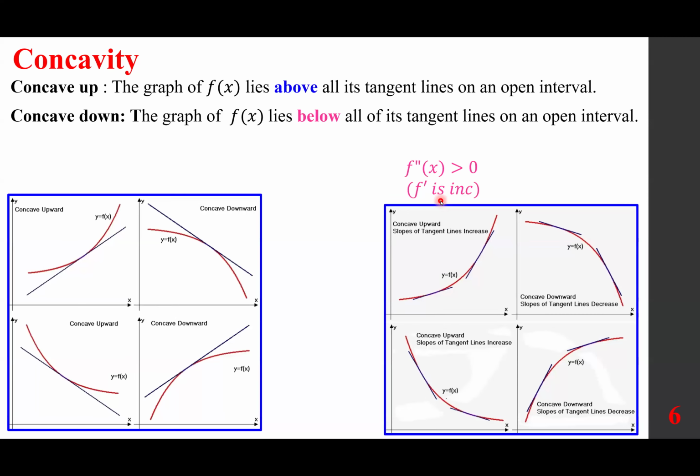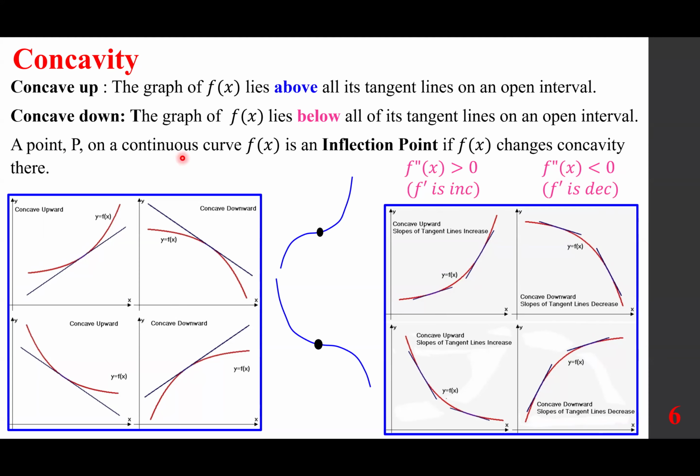On the other hand, if we look at this case and we have a couple of tangent lines, this has a negative slope. This also has a negative slope, but this is steeper. This is more negative than this one. So for concave downward, slopes of tangent lines decrease, become smaller. This one and this one, both of them have a positive slope, but this one is obviously steeper than this one, so this is more positive than this one. So again, slopes of tangent lines decrease in this case, and we write f double prime less than 0, f prime is decreasing.